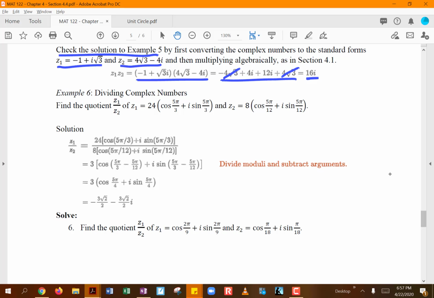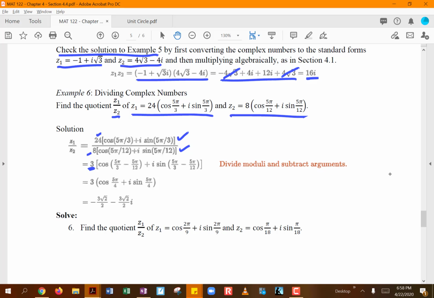Alrighty guys, let's take a look at how division works with complex numbers in their trigonometric form. So we are dividing z1 by z2. We are given z1 as 24 times cosine of 5 pi over 3 plus i sine 5 pi over 3, and z2 is 8 times cosine of 5 pi over 12 plus i sine 5 pi over 12. So z1 on the top, z2 on the bottom. 24 divided by 8 gives us 3.